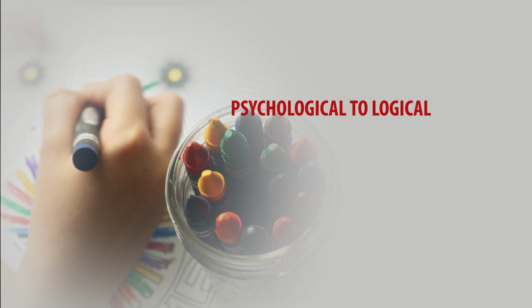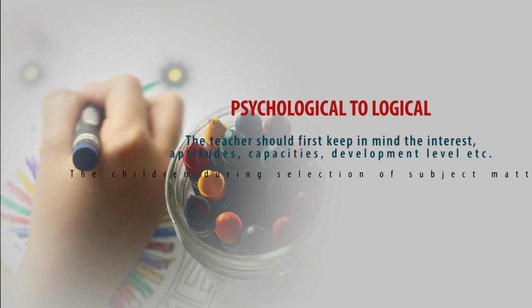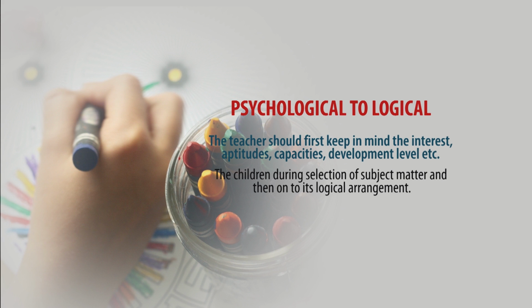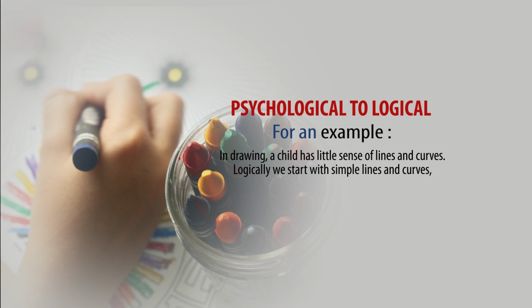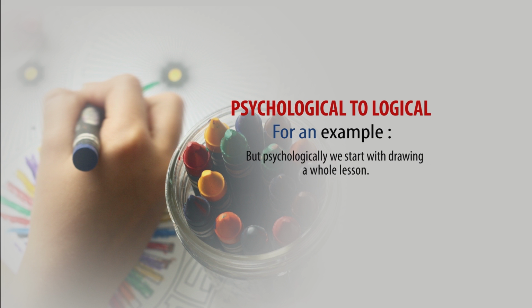Next principle is proceeding from psychological to logical. Here the teacher should first keep in mind the interests, aptitude, capacities, development level, etc. of the children during selection of subject matter, and then to its logical arrangement. Logical approach is concerned with the arrangement of subject matter. When we treat a subject logically, we are usually thinking of it from view of child. In psychological approach, we proceed from concrete to abstract, from simple to complex, and from known to unknown.